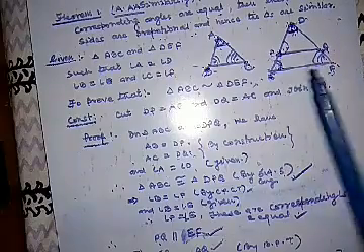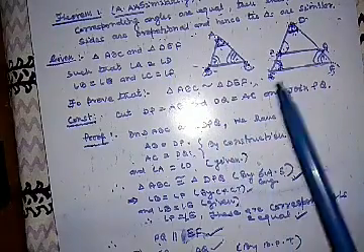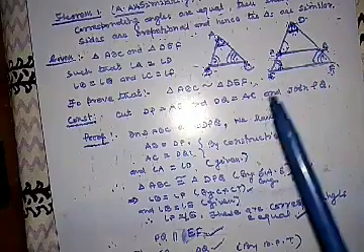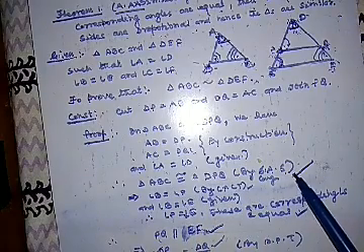Now I repeat the proof again. In triangle ABC and triangle DPQ, AB is equal to DP, AC is equal to DQ, and angle A is equal to angle D. Therefore, triangle ABC is congruent to triangle DPQ by SAS congruency condition.